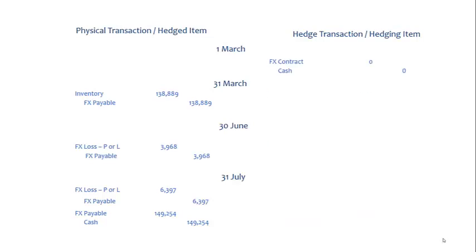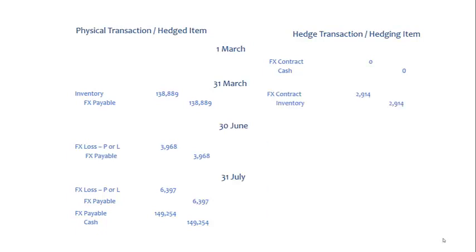The hedging transaction is actually entered into on the 1st of March, and that makes it a hedge of a firm commitment. We could also say that it's a cash flow hedge at this date. It has the same effect. And just to make it obvious what's going on, I'm going to recognise it as a derivative, and at inception it has a cash payment of 0 and it has an asset value of 0, or a liability of 0. It makes no difference.